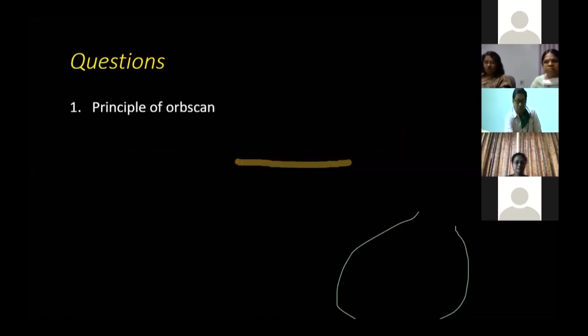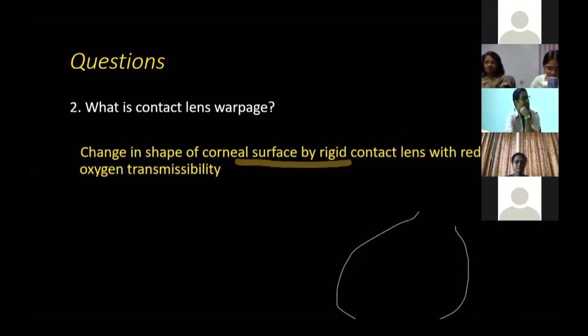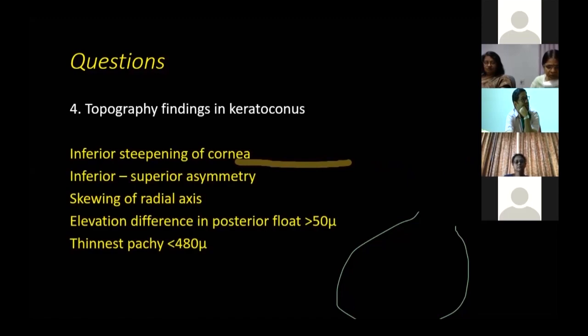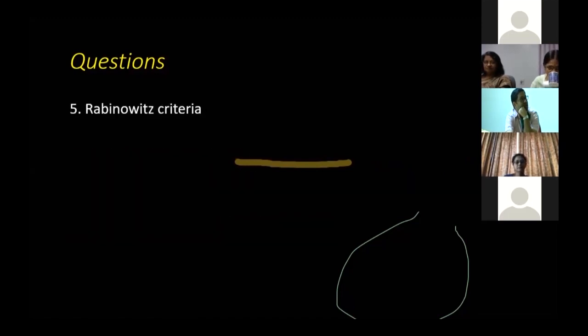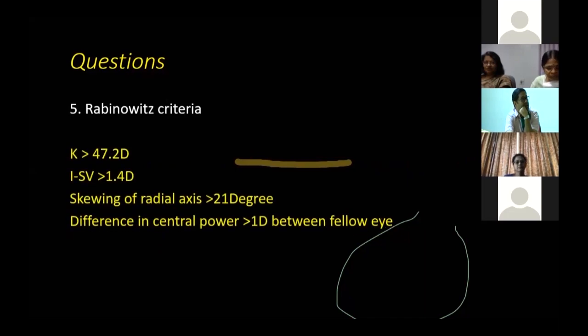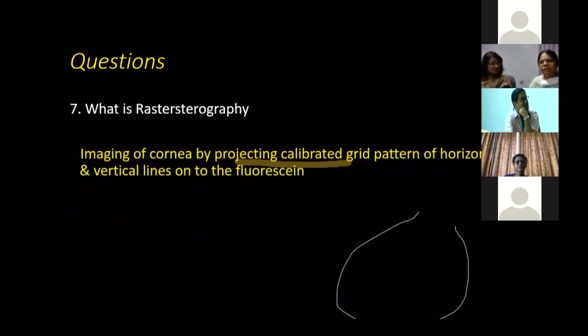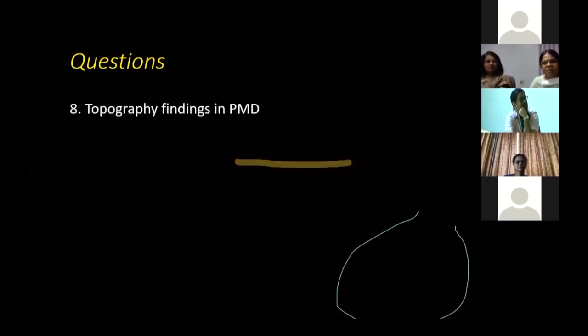So there are a few questions which can be asked to the students, like the principle of OB-scan, and then next can be what is contact lens warpage, and then third can be what is Q value, then next can be the topography findings in keratoconus, and then what are the criteria called Rabinowitz's criteria, and then you can have a similar question like how do you diagnose a case of Pomfrey keratoconus, or what is Pomfrey keratoconus, then what is rasterstereography, and next will be topography findings of PMD.